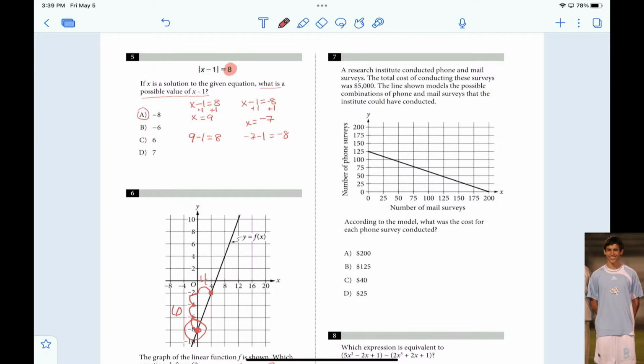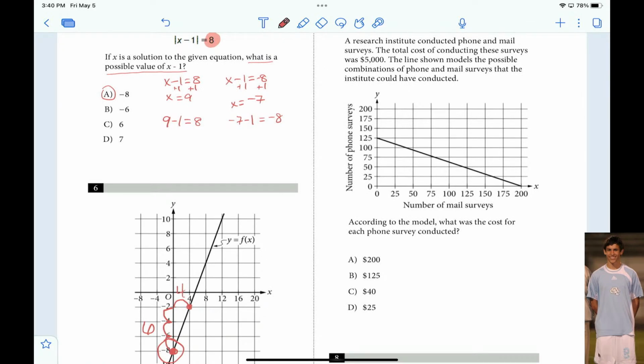So how I think about this problem is I just don't care about mail surveys. They didn't care about the price for mail surveys. So we're going to think, okay, I just want to know phone surveys. So to just think about phone surveys, we want to pick a point on this line where we can basically say, hey, mail surveys don't exist anymore. So we're actually going to pick this point, because that right there is telling us that there were 0 mail surveys, but then there were 125 phone surveys. So all the money that we paid was purely for phone surveys.